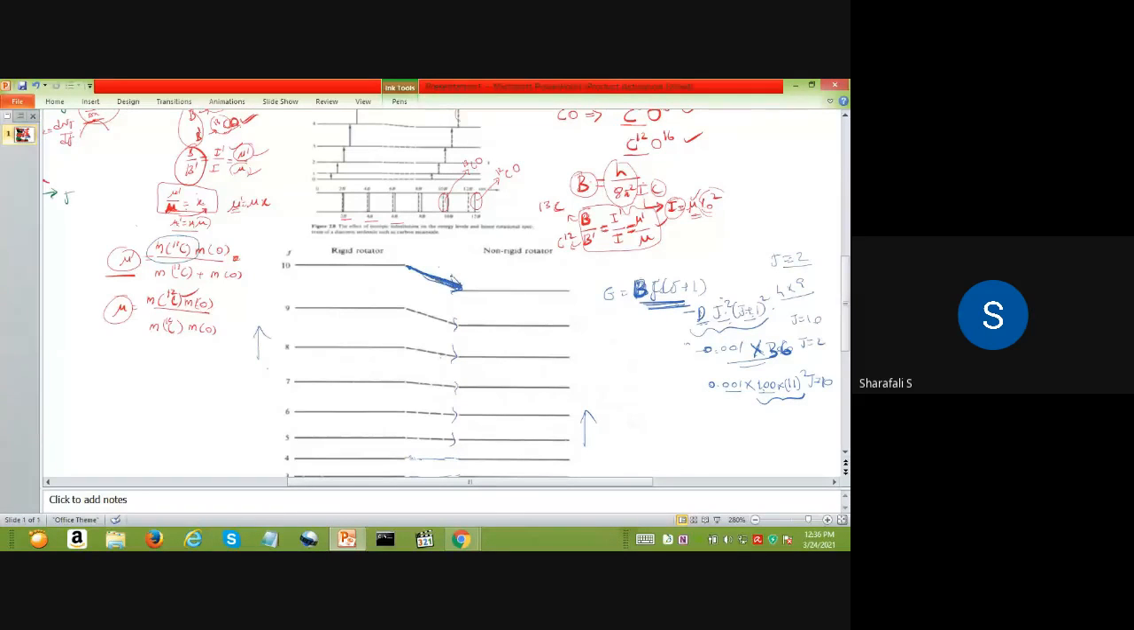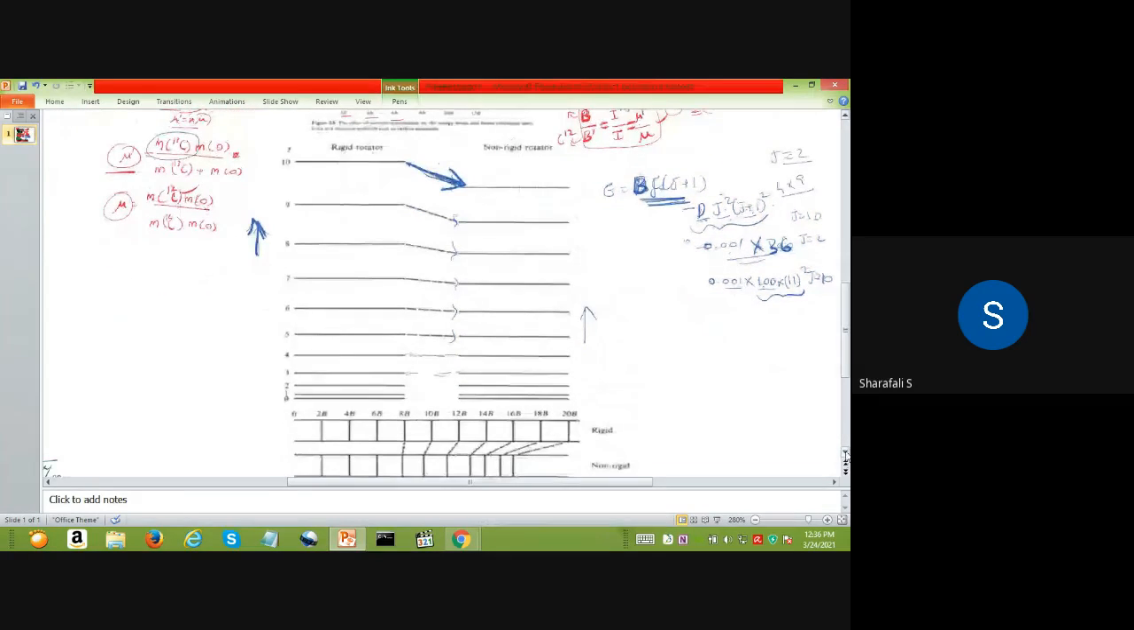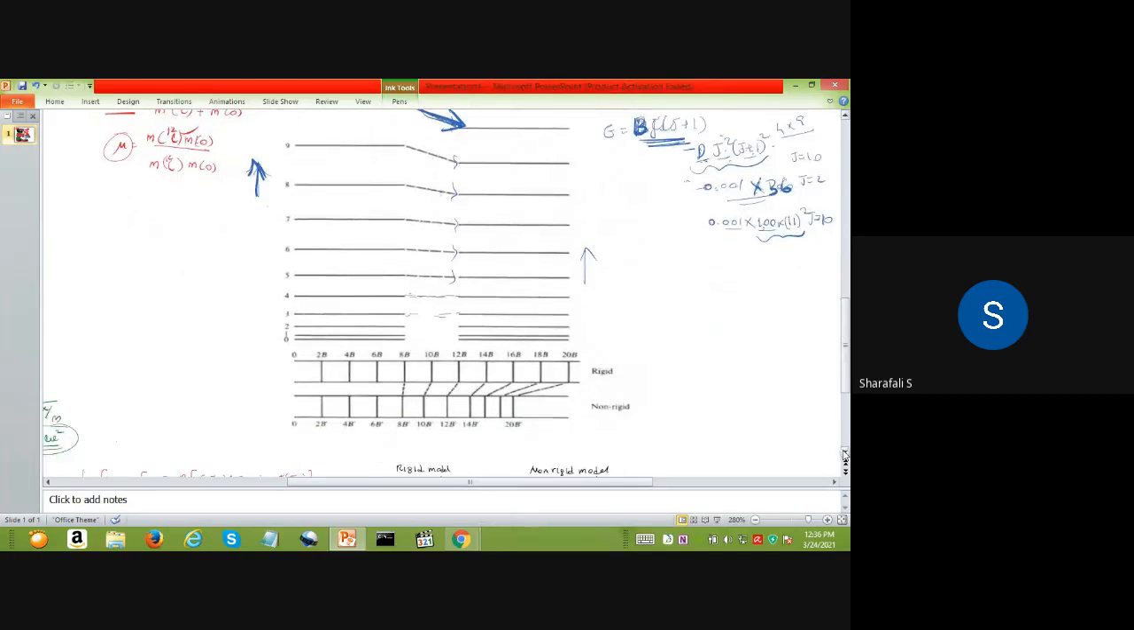So we can clearly see considerable decrease of the energy level when we go for higher J values for the case of non-rigid rotator. Okay. So that is the energy level shift because of those vibrational effects.